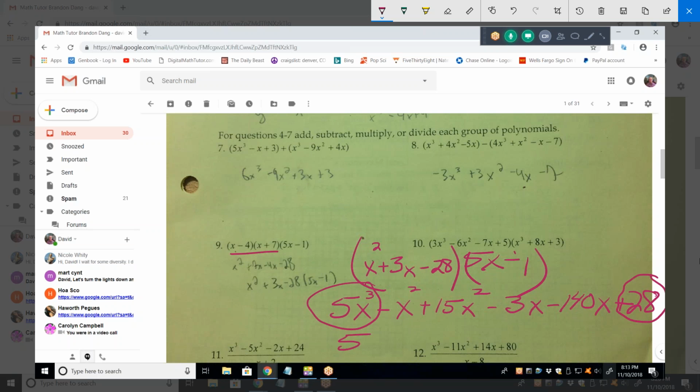So that's going to be 5x cubed. What's the total number of x squareds that we have? Takes care of that one and that one. How about our x's? And then that number. And that's your answer.